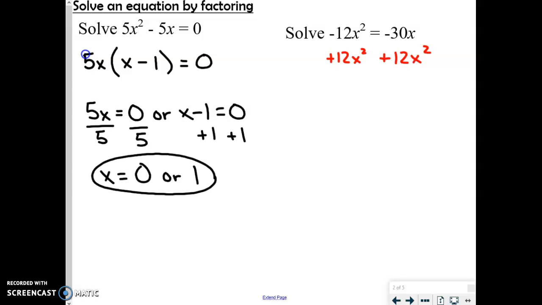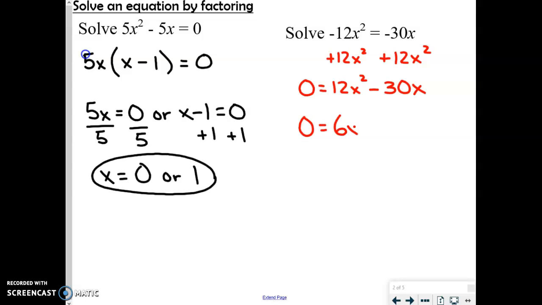Now since they're not like terms, we can't combine them, and it would leave us with 0 is equal to 12x squared minus 30x. Once again, this brings into play greatest common factor factoring, and in this case the greatest common factor that we could factor out of those would be 6x.